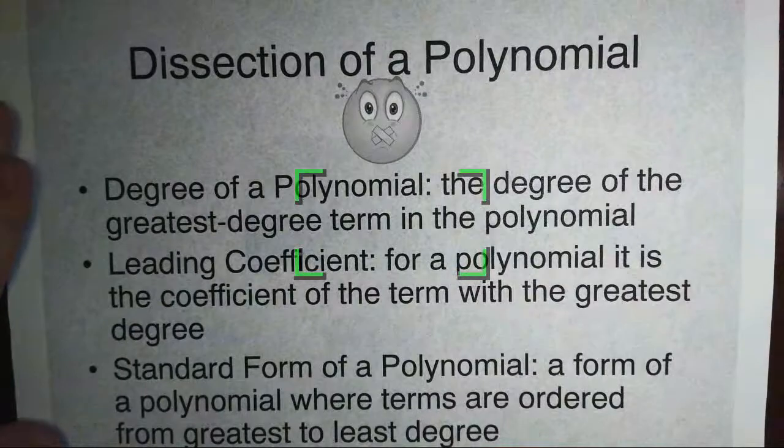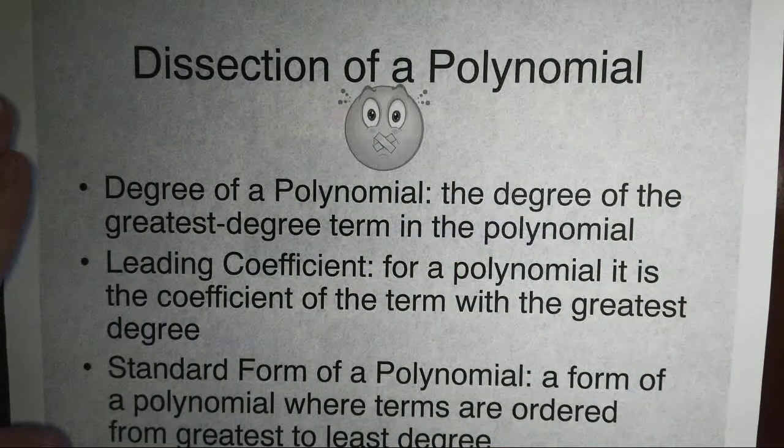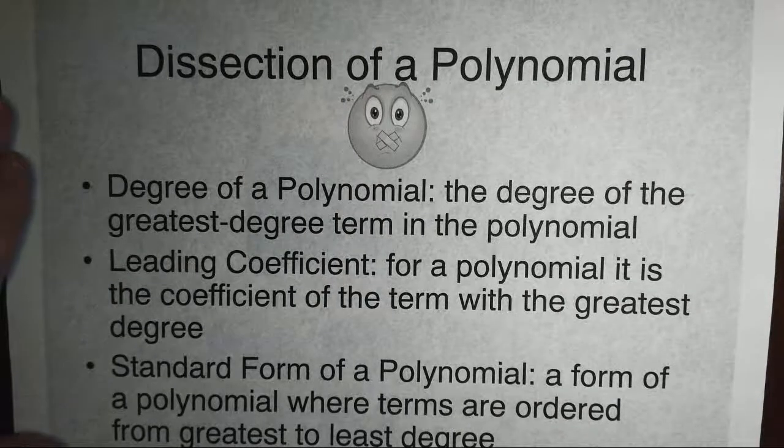Alright, so let's look at the parts of a polynomial. First of all, the degree of a polynomial is the degree of the greatest degree term in the polynomial. So in order to find that, you find the degree of each term in the polynomial and then just pick the biggest one.